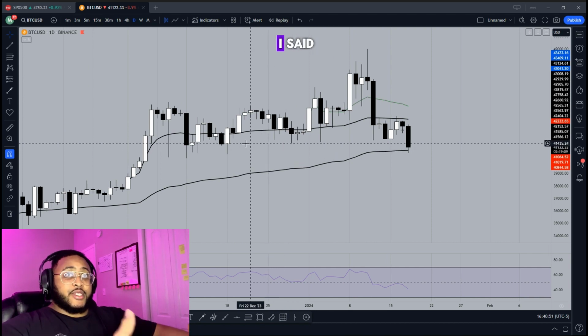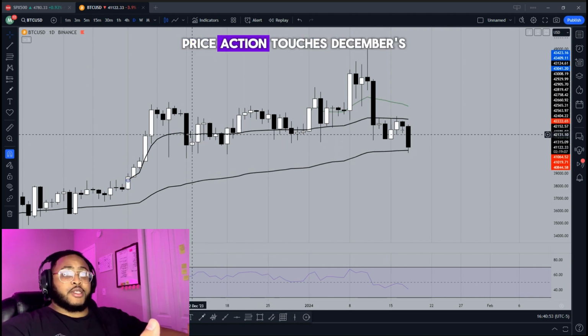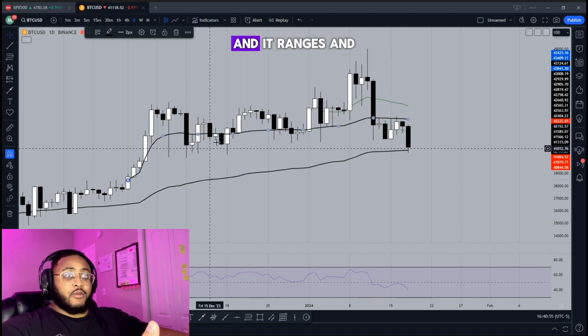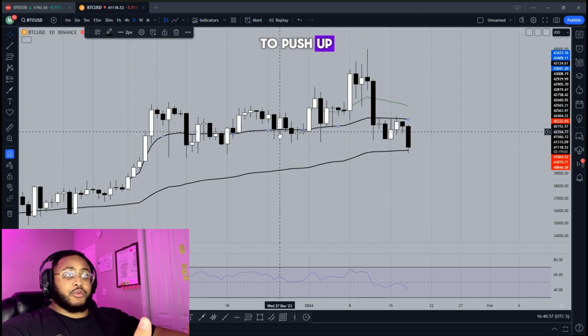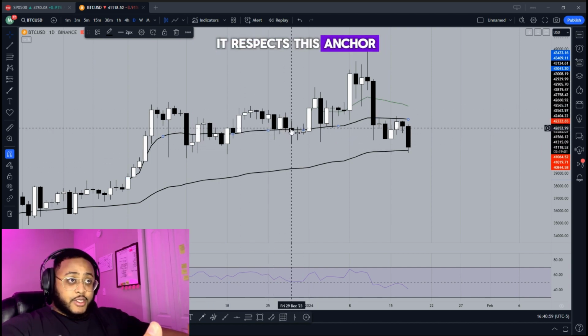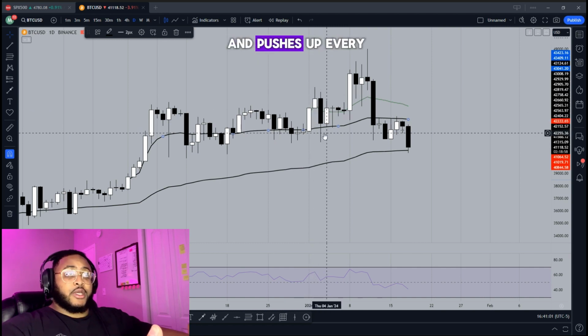So this is, like I said, all on the daily time frame. Price action touches December's anchor VWAP and it ranges and pretty much continues to push up, comes back down to it, respects this anchor VWAP, ranges a little bit and pushes up every time.